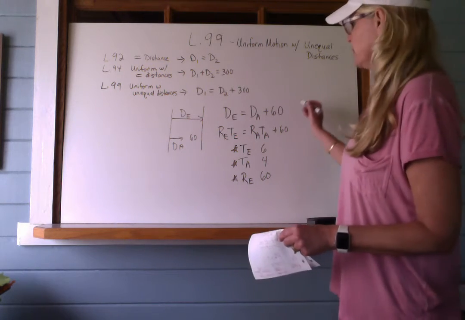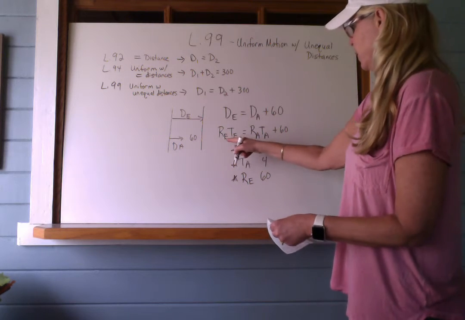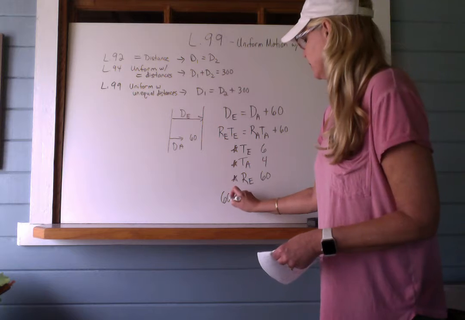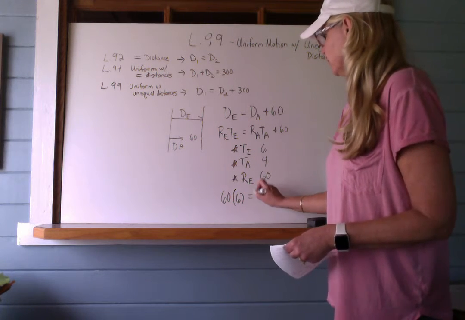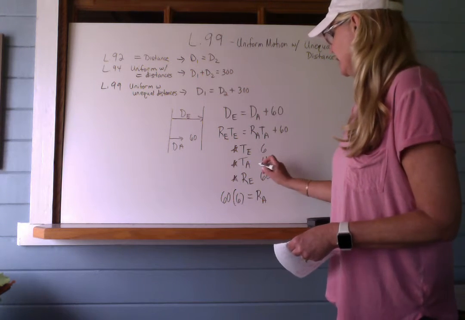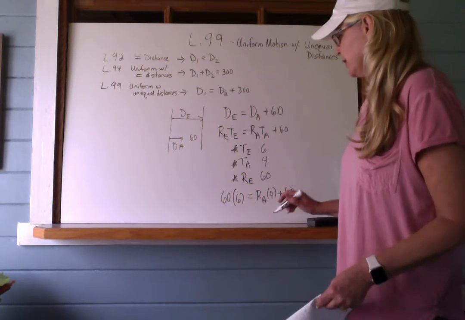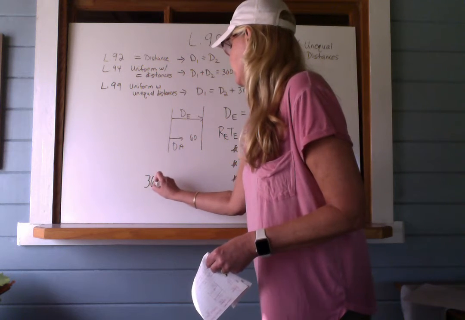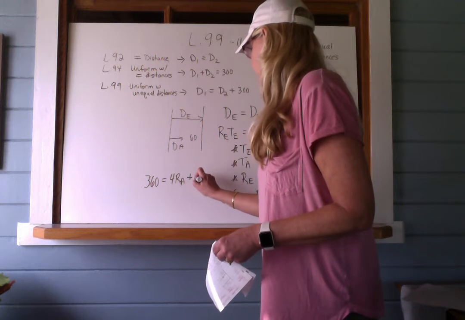Let's see, I'll do that off to the side, maybe down here. RE is 60, TE is 6, equals RA, we don't know, that's what we're going to be solving for, TA is 4, plus 60. Don't forget about your 60 there. So 60 times 6 is 360 equals 4RA plus 60.